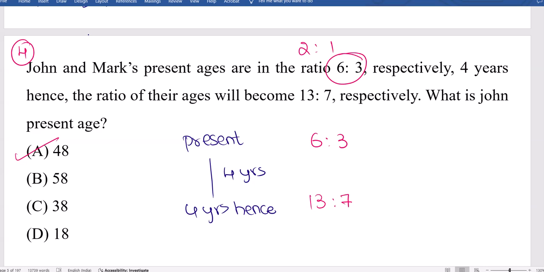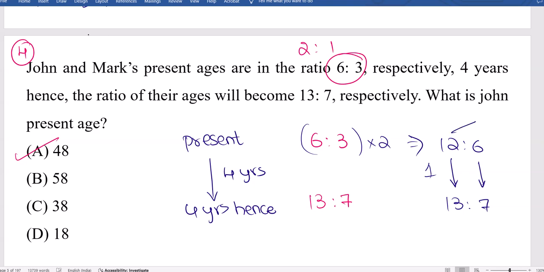What can be done, sir? Multiply by 2. What will happen? This is 12 and 6. This is 13, and this is increased by, in ratio 1 means 4 years. In ratio 1 is equal to 4 years. Here 12 means what?